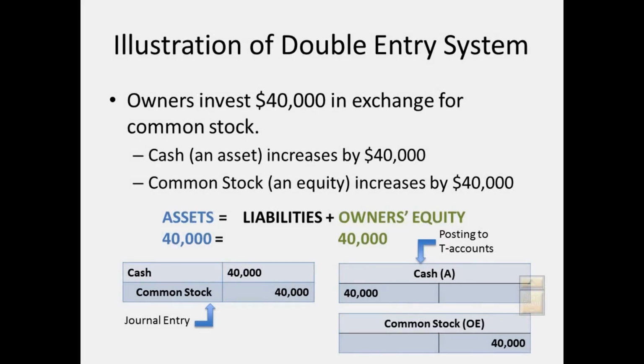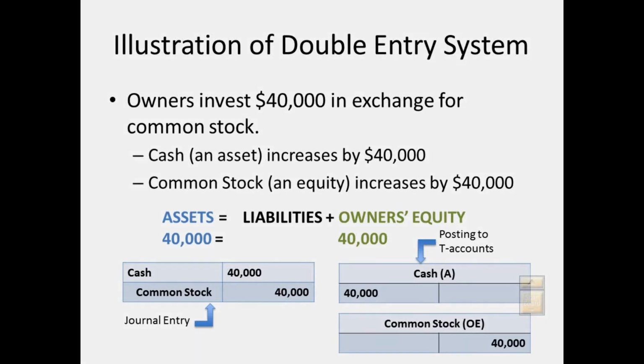Okay, so owners invest $40,000 in exchange for common stock. Basically, we have a new company, they're starting out, and I ask a couple of people that I know, hey, will you invest in my firm? And I find a bunch of people who are willing to do so and give me $40,000. Tell me what's happening. Say it differently for me. Say it in accounting language. I'm telling you in words, owners invest $40,000 in exchange for common stock. Put some accounting structure on that.